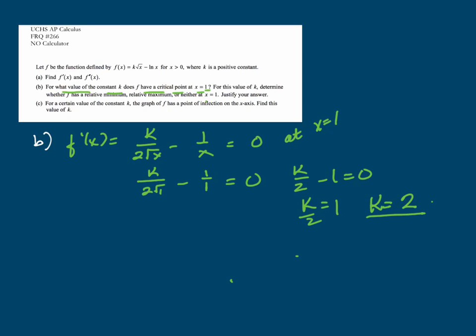For this value of k, determine whether it's a relative minimum or relative maximum. Well, they already told us that the critical point was 1. So let's rewrite the derivative with this 2 in it, and we're going to have to do a sign chart because this can't use end behavior. So 2 over 2 square root of x minus 1 over x. Okay, that would be our derivative. So let's try, and this is for x greater than 0. Let's use a fourth because we know the square root of a fourth.